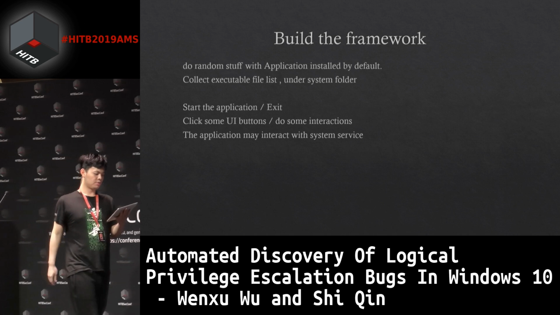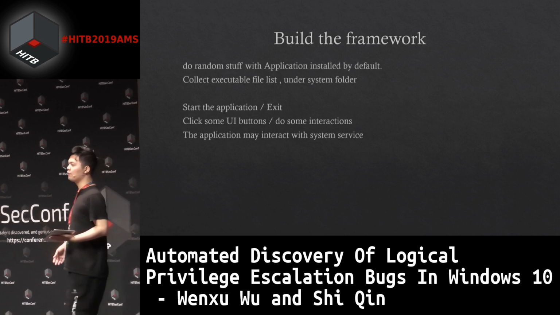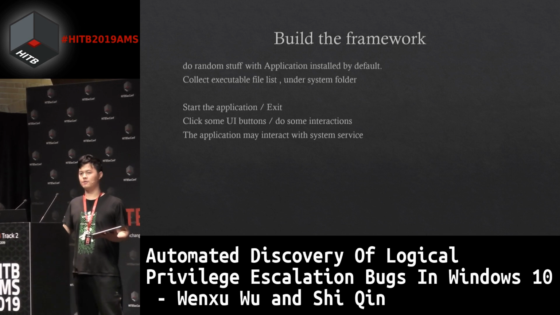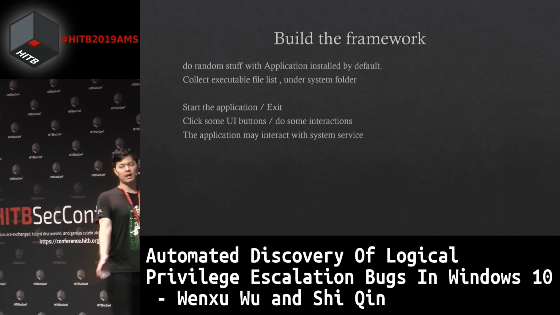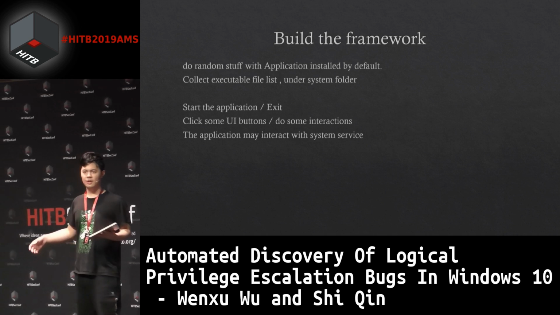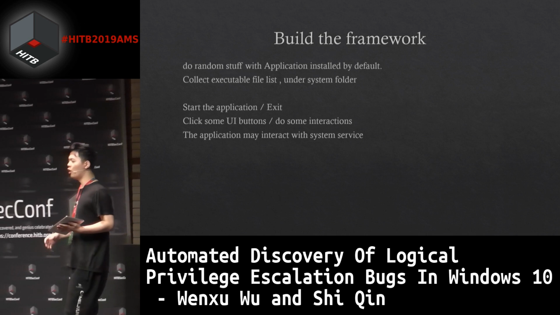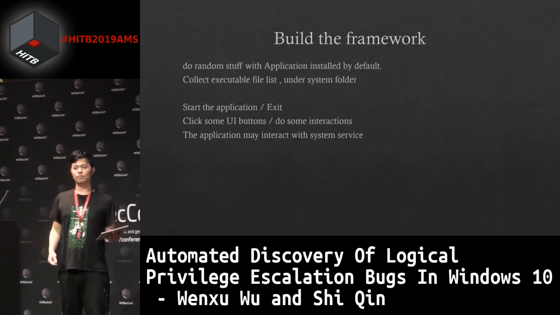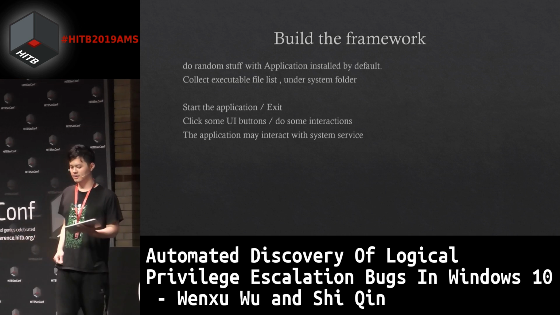So let's draw conclusions. First, I collect an executable file list from the system folders and do some random stuff. So what is the random stuff? I made up a list like the following: start and exit the target applications, simulate the interactions with the UI buttons, or press some keys. The applications may interact with the system service and trigger some functions by accident.